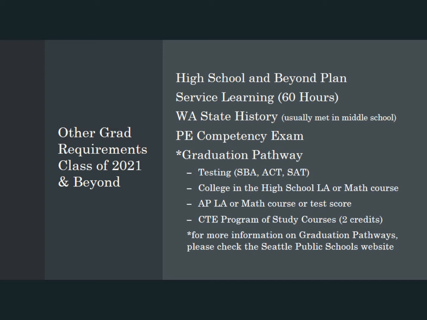In addition to completing 24 credits to graduate, students have a list of other things they need to complete before graduation as well. This is a list of those things. We have a document posted on the course registration website that goes into more detail about each of these items. That's a good place to check it out and learn more specifics.